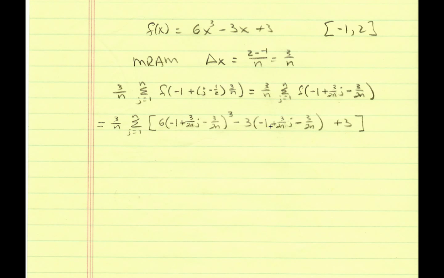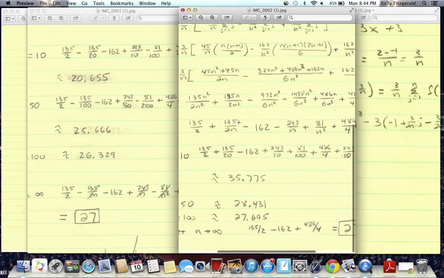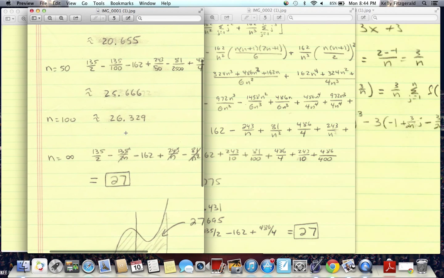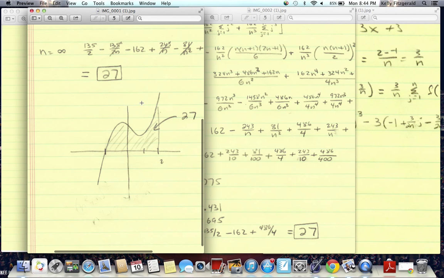So it makes no difference if I choose to do it from the right way to get 27, or if I choose the left way to get 27. The area underneath this curve from -1 to 2 for infinite amount of rectangles will be 27 any way you think about it. I hope this example helps. Keep working. Thank you.